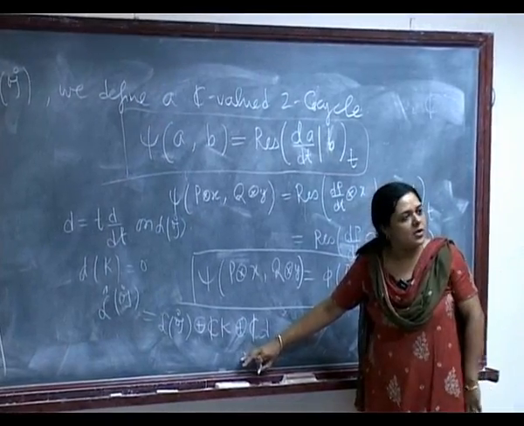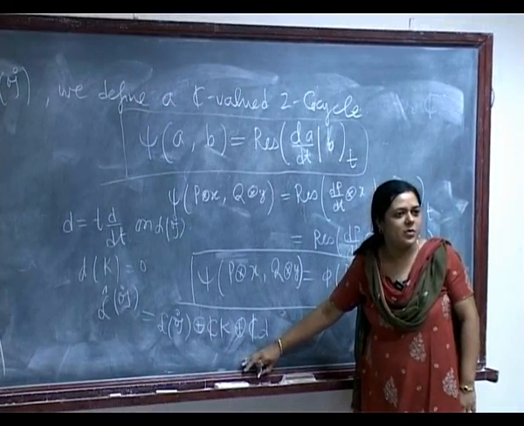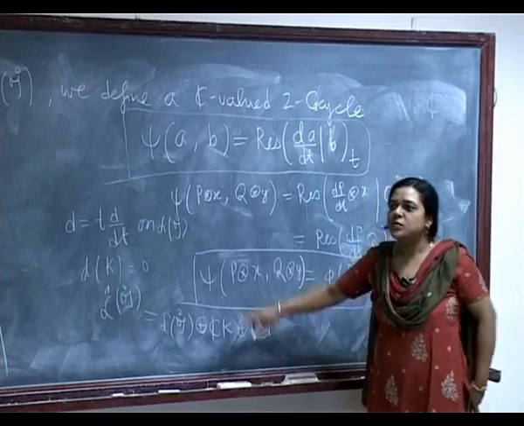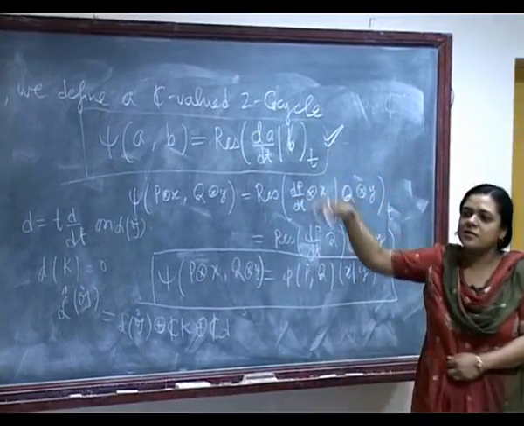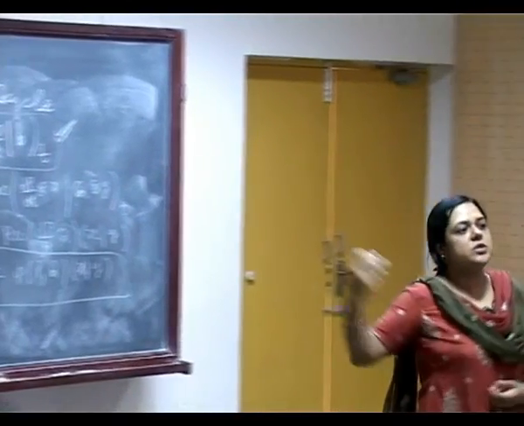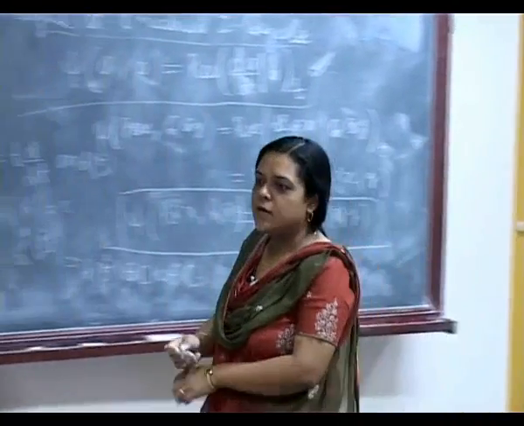So, I will continue from here tomorrow. Yes, we have proved that this is a 2 co-cycle. So, associated to this 2 co-cycle, I will adjoin a one dimensional center. All right.